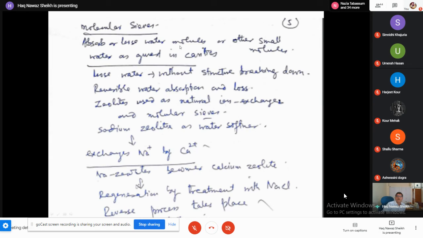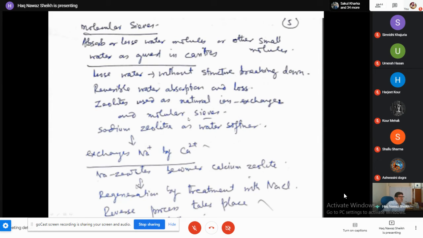Water is an example. There are other small molecules like ethanol, methanol, or some gas like carbon dioxide. Water or gas as guest in the cavities. When it loses the water without the structure breaking down, that's how this material becomes so important from a practical point of view. So with reversible water absorption and loss, zeolites are used as natural ion exchangers and molecular sieves. Molecular sieves means separation process.